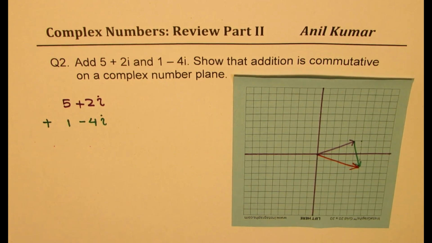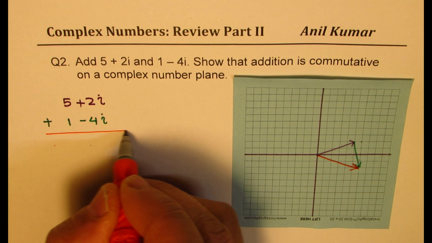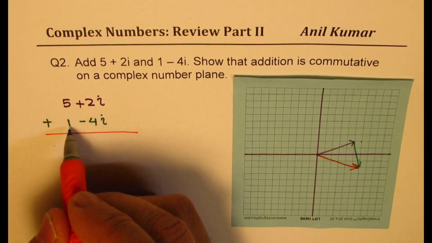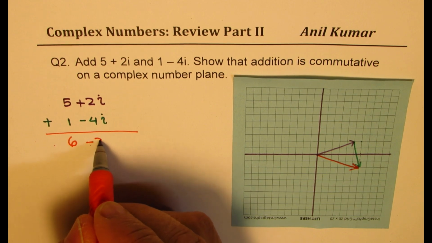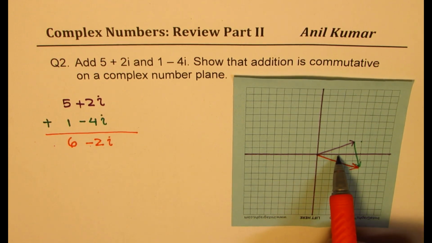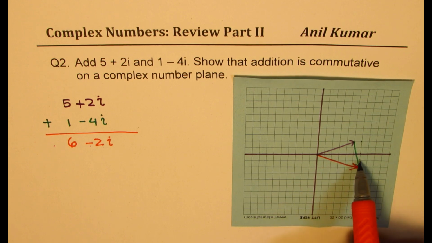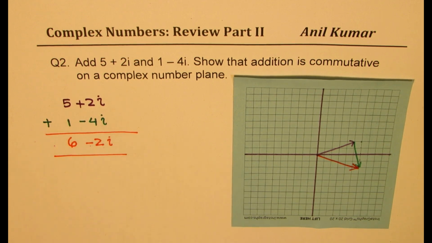with origin as the tail and head at this point, right? So this becomes the sum, which you will see will be 5 plus 1 as 6 and 2 minus 4 as minus 2i, right? So you can check 1, 2, 3, 4, 5, 6 and 2 units down. Do you see that part? So that is how we can add complex numbers on a complex number plane.